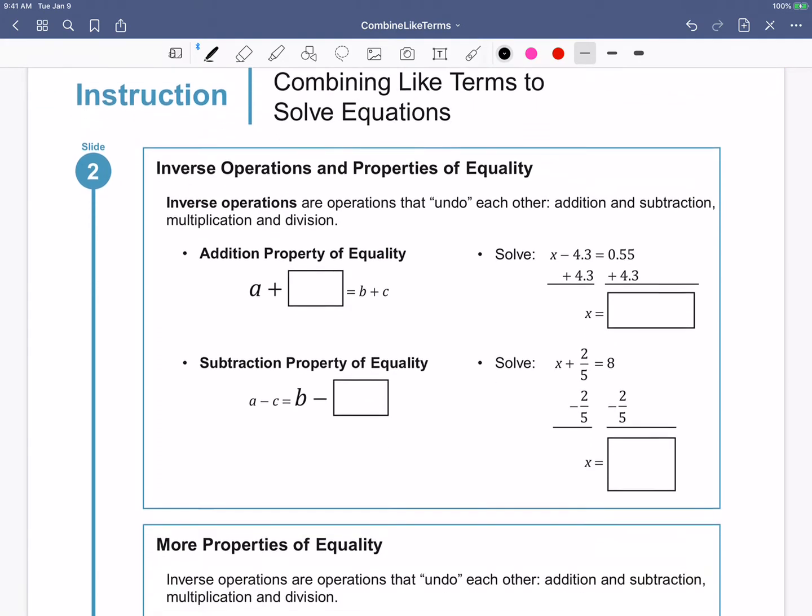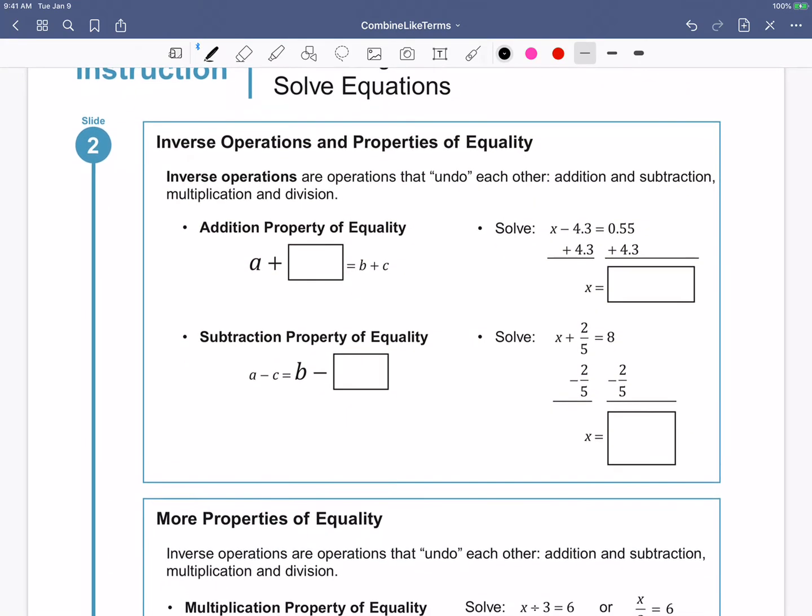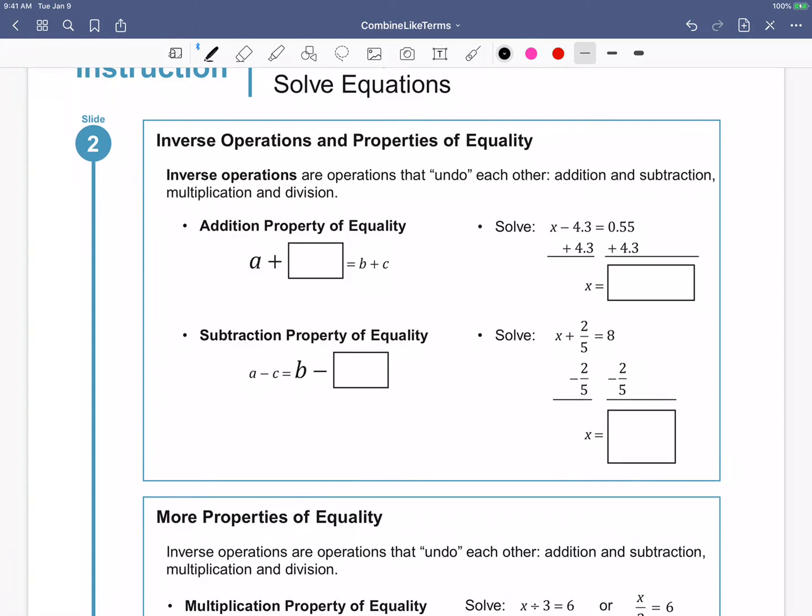Okay, so now we're going to do some examples. So the inverse operations of and properties of equality. Inverse operations are operations that undo each other, addition and subtraction. So in this first example, we have the addition property of equality. So it's going to be A plus C equals B plus C, right? So they have the example right over here.